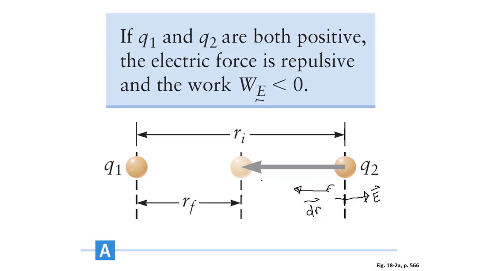So if we allow these things to move freely, spontaneous motion, like charges are going to spontaneously move apart. That's the field doing positive work. Opposite charges are going to spontaneously move together, and that is the electric field doing positive work on the opposite charges. So the sign of the charges matters.